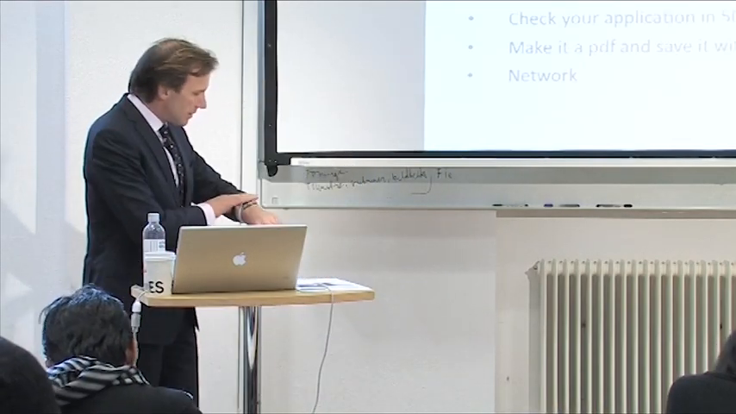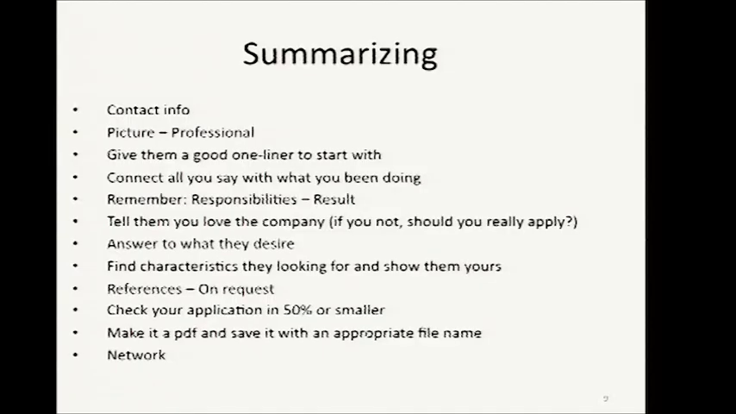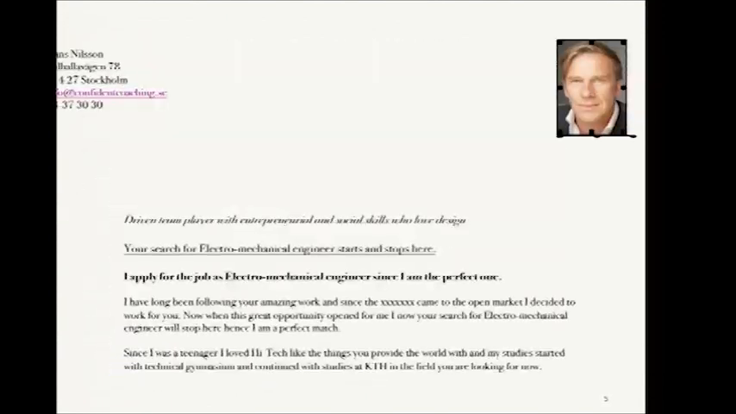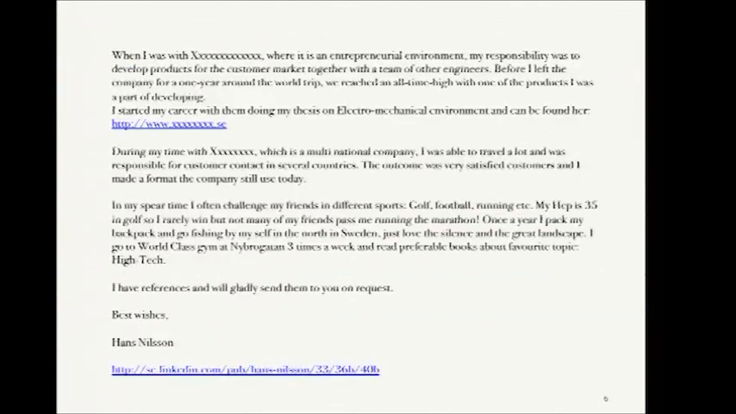So if we summarize this, we do like we did with the CV. We put the contact info in the top left corner. We take the picture, remember to make it a professional one, and we give them a good one-liner to start with. Some people also suggest putting in the company's name, like we did: I apply for the job as electromechanical engineer at, and then you put in the company's name, so there's no doubt that you're looking for a job at that company.